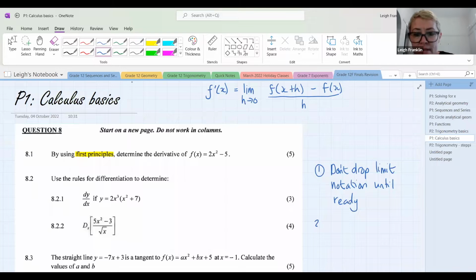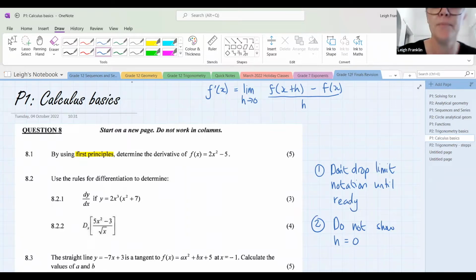The second thing is that you do not ever show that h is equal to 0. So do not show that h is equal to 0. Just some little tips for you when you are answering this particular question.